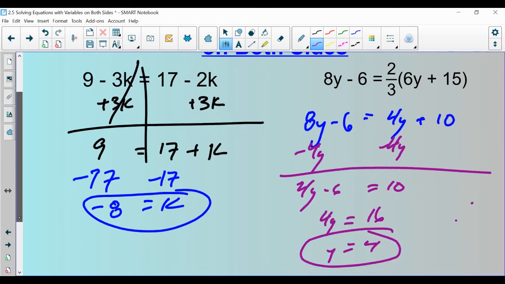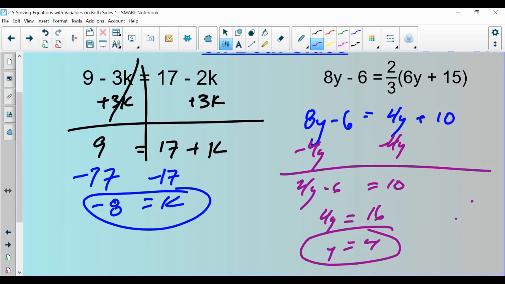Let's talk about this big picture for a second. You guys by this point should realize what y equals 4 is actually trying to say. What we mean by y is equal to 4 is the only number that when you plug it in for y here and here, both sides would be the same thing. We can verify this pretty easily.